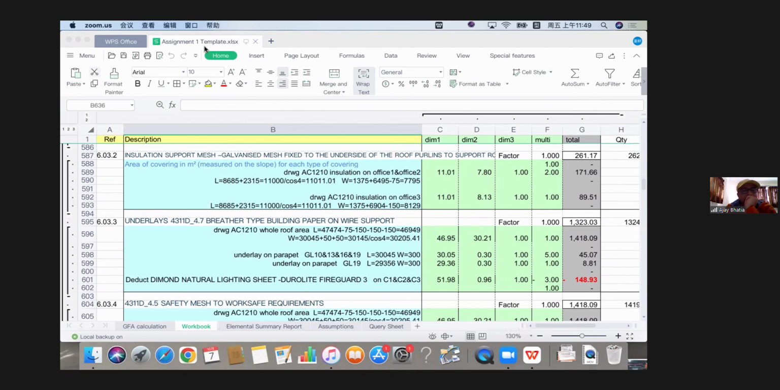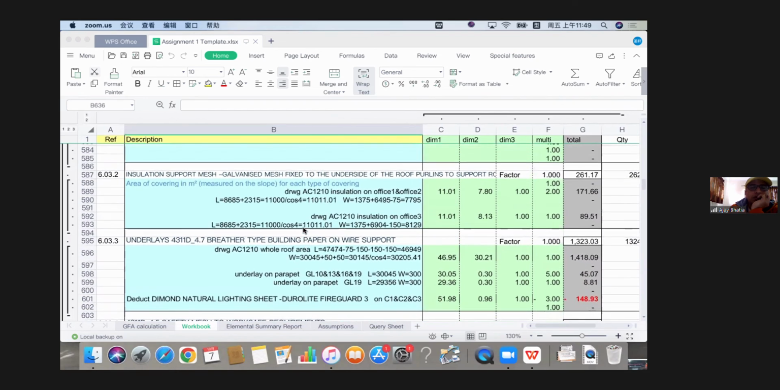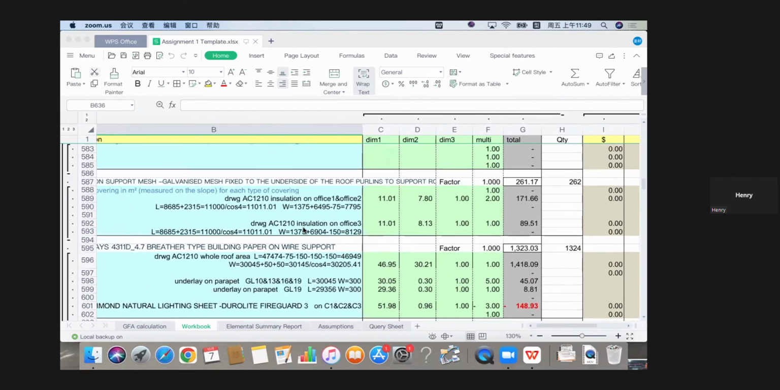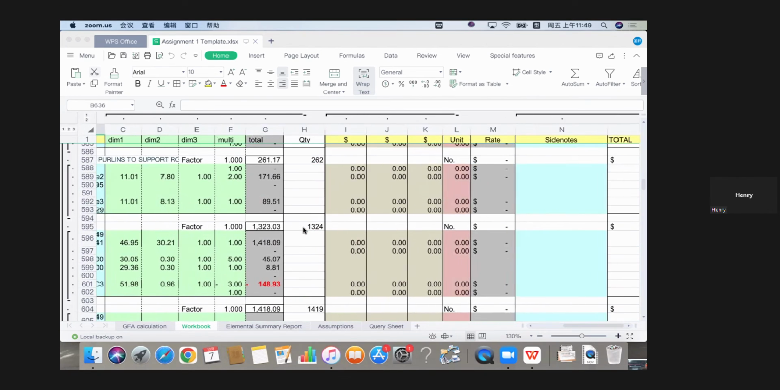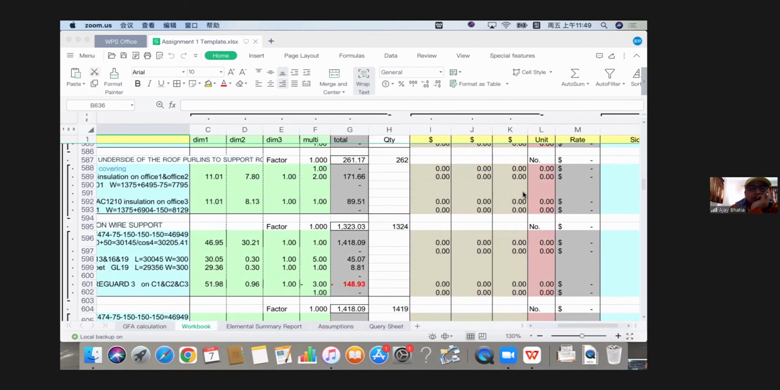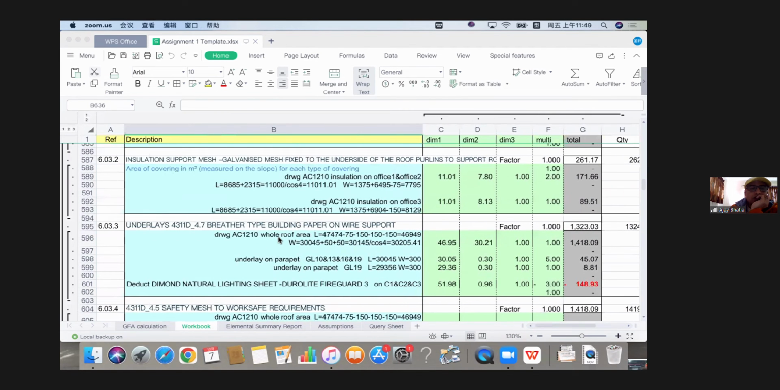Now we can see it. 6.03.3, yeah, that's the correct way to do it. Put the safety mesh at 6.03.4, that's how you do it. But I don't know how to get the rate. The rate, if you check, because you have calculated them separately over here.